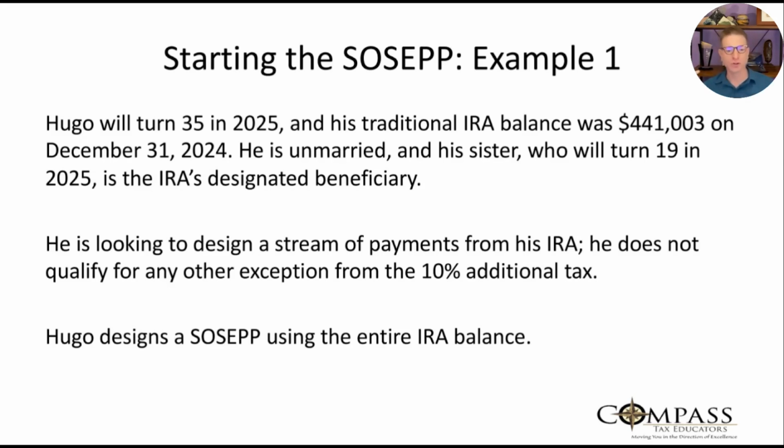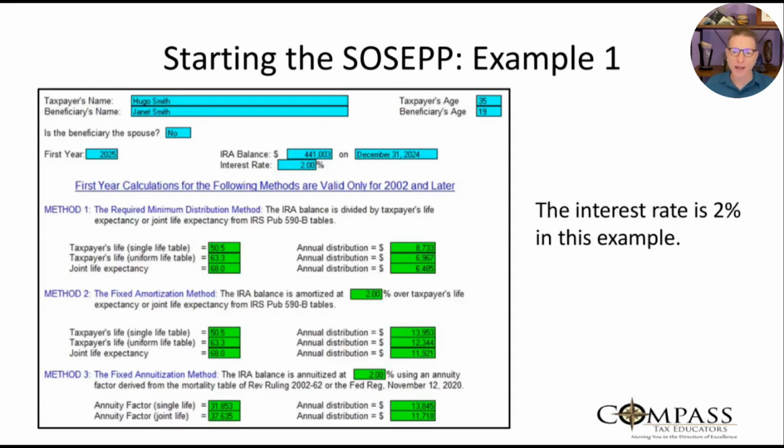And let's assume he wants to do a SOSEPP. And let's assume he's using the entire IRA balance. Again, we're just doing an example here. He could siphon off some money and create it on a smaller amount. So what does this look like?